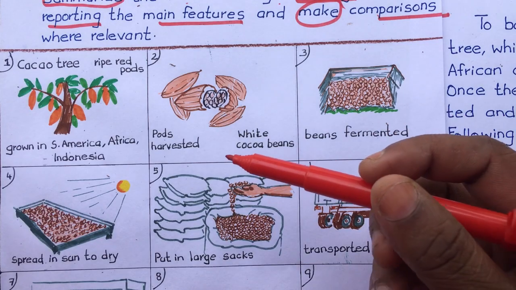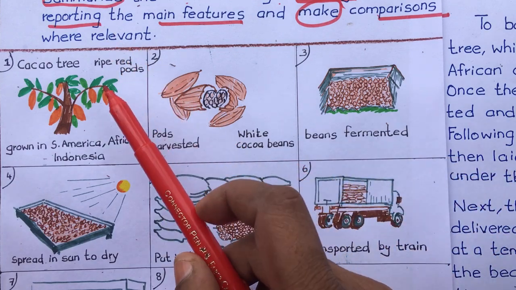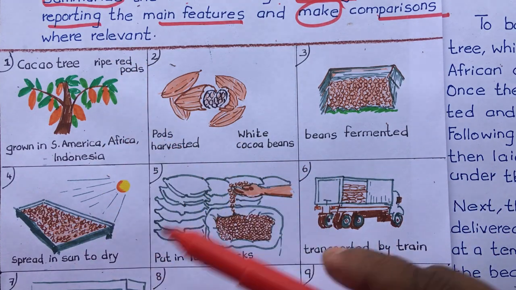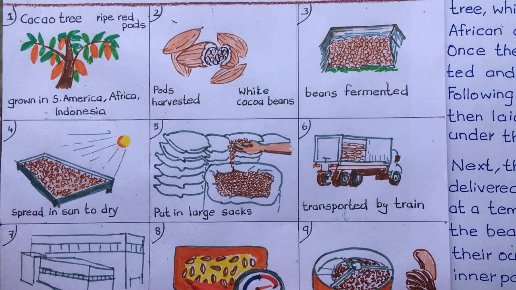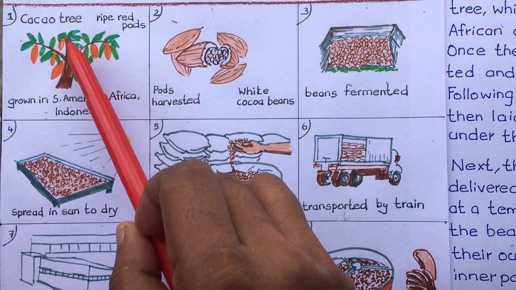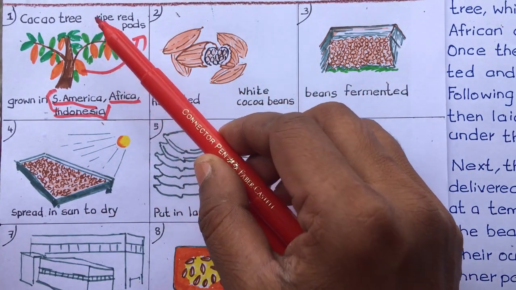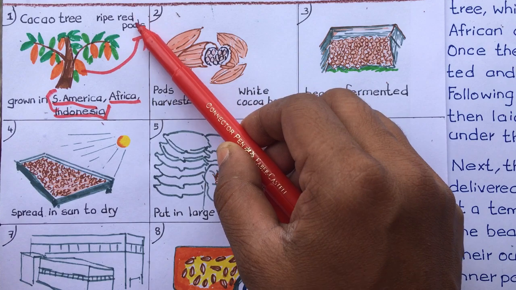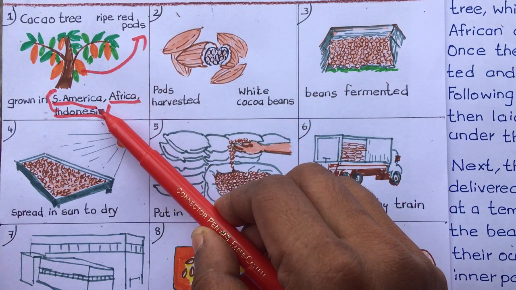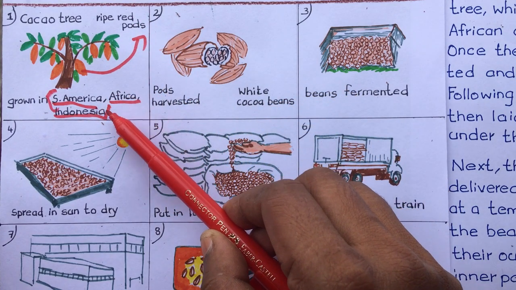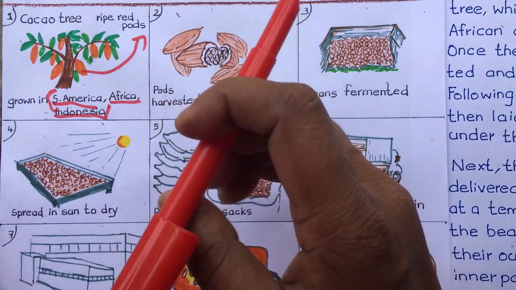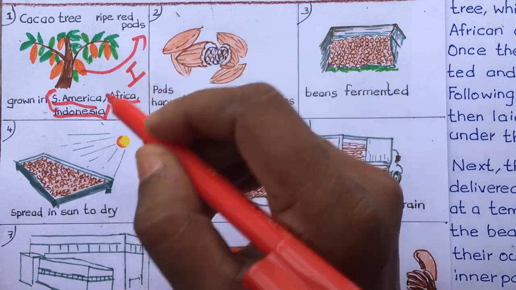Let's go by diagram. The first diagram is in front of you. These are the processes described in a pictorial form. The first diagram is about the cocoa tree. Understand that this is a cocoa tree and it has red pods, and it is especially grown in South America, Africa and Indonesia. This is your first process diagram.